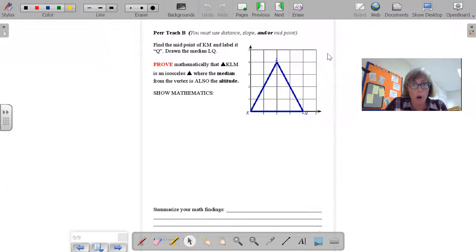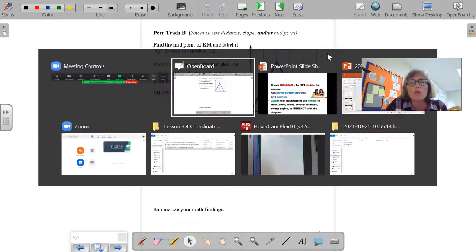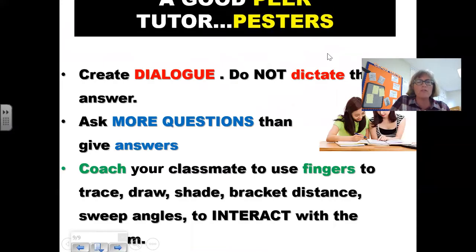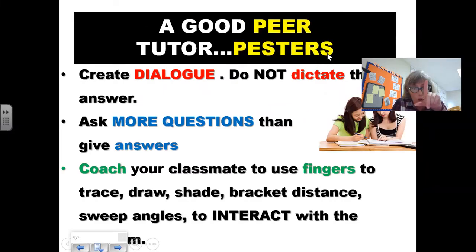This is the peer teach problem B. As you coach your classmate through this problem, it's very important. Your job is to create dialogue, not simply dictate the answer. You want to ask more questions than give answers.